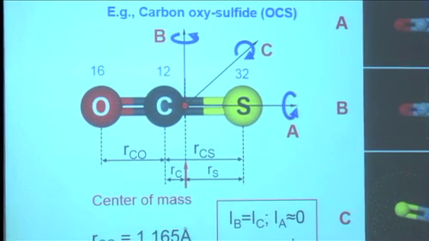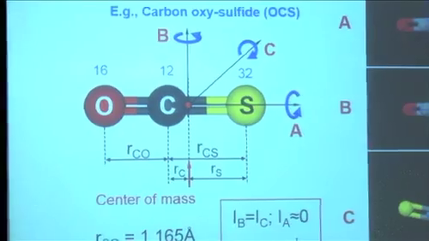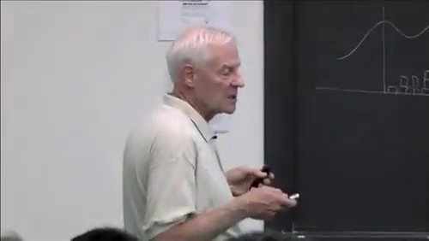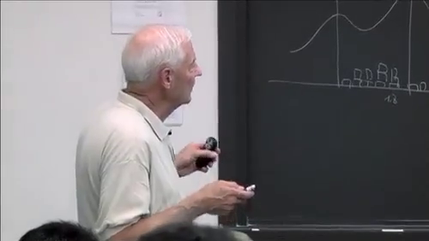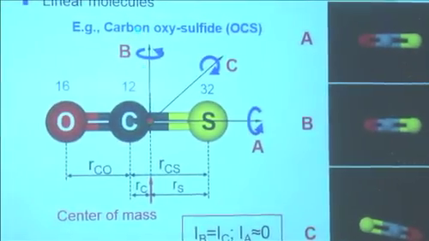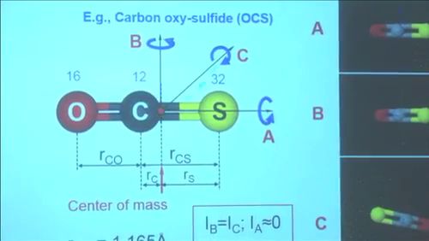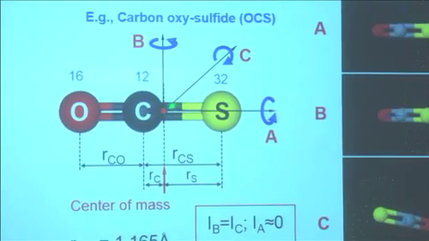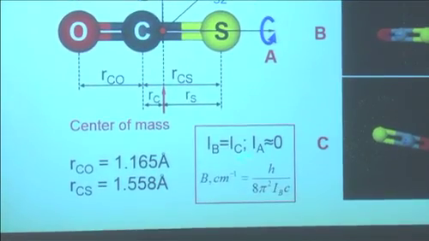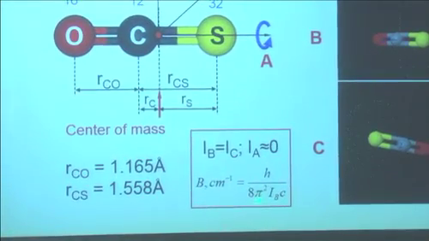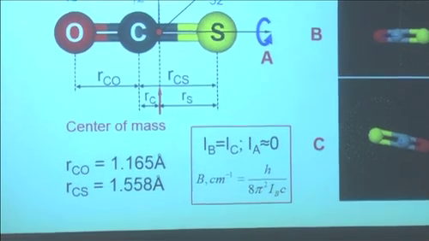Now, there's the moment of inertia about A, which is small. And because it's small, we actually neglect it, even though it is relevant in some cases. B is at any angle perpendicular to that A axis, and C is then orthogonal to B. Now, B is always h over 8 pi squared I times the moment of inertia about that axis.